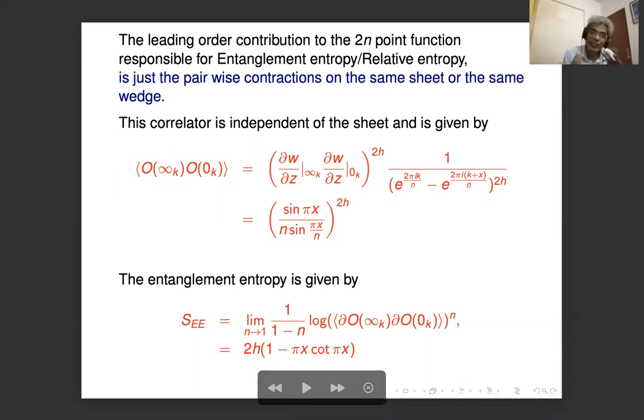Basically, we are reducing it to two point functions. In fact, the entanglement entropy is just this. Okay, that's the same functions are coming. Okay. Now, if you do it for the descendant, okay, actually this is wrong. There is no descendant here.